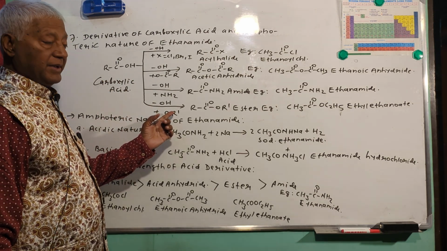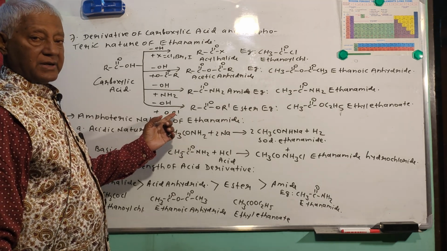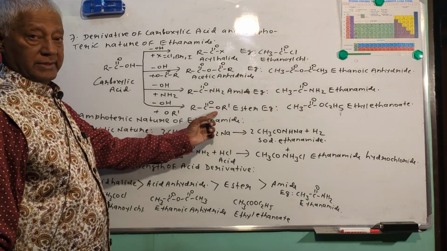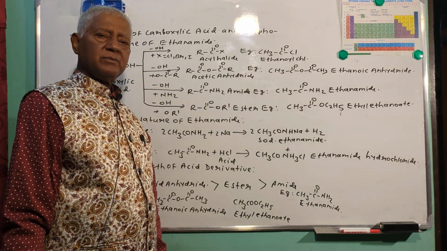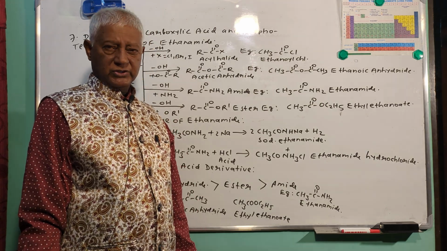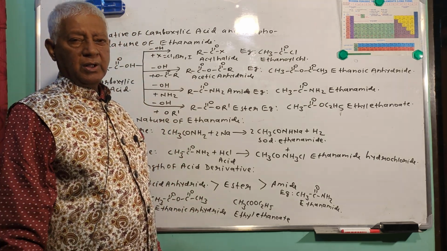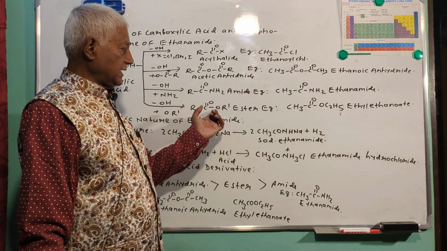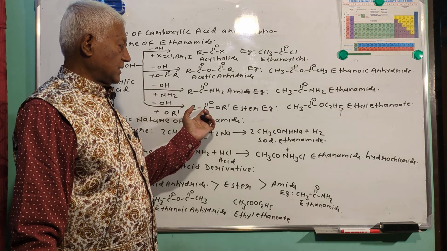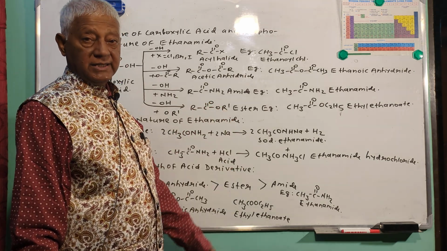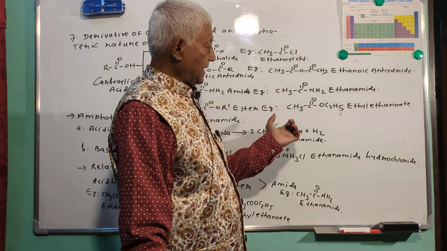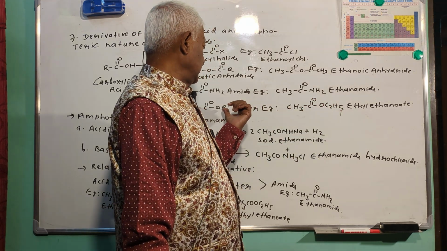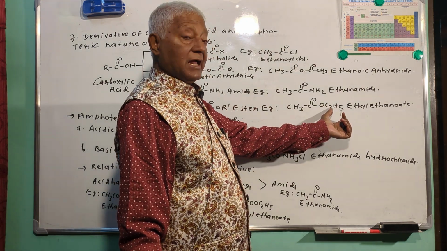Now the fourth derivative is when OH is removed and OR is added. R may be the same, R may be different, so R prime means a different R here. So RCO is common, and the OH is substituted by OR'. So what is that? Ester. What do you mean by ester? Ester means organic salt, like inorganic salts such as sodium chloride and potassium bromide. Here RCOOR' is the ester, an organic salt we can say. An example is very simple: CH3COOC2H5. So what we have is an ethyl group here.